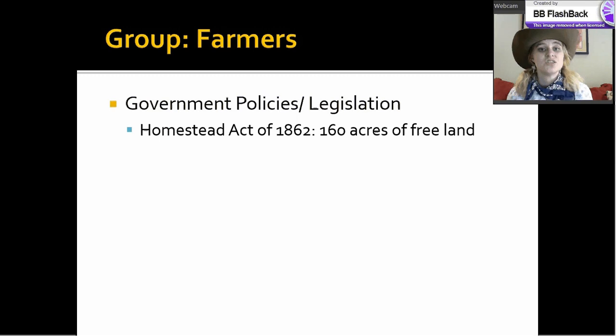So as you can imagine, this opens a lot of opportunity for, again, people who wouldn't normally be able to buy 160 acres of land, like poor whites, African Americans, even a lot of immigrants.